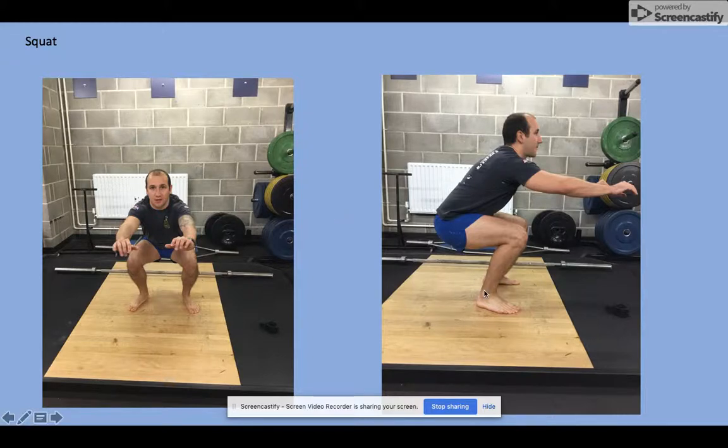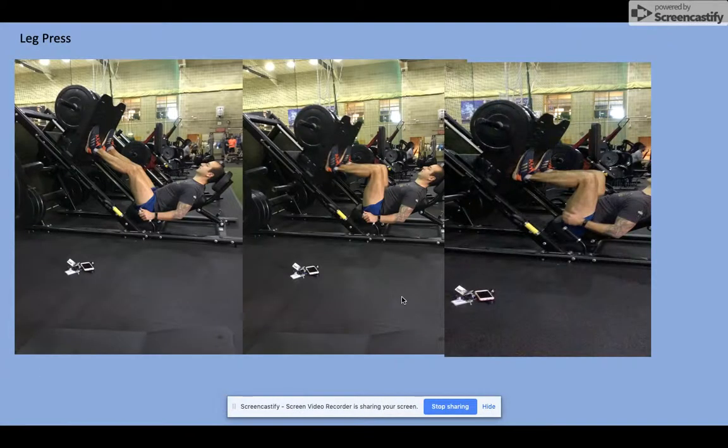To progress this exercise, you could move on to jump squats. Another good strengthening exercise is using the leg press. An important teaching point for this is to ensure that the knees don't lock out when straightening.